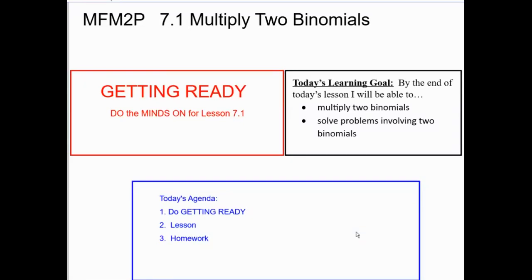Welcome to grade 10 math. We're in unit 3, quadratic relations, and starting a new chapter on binomials and factoring. So today is lesson 1 and we are going to multiply binomials.